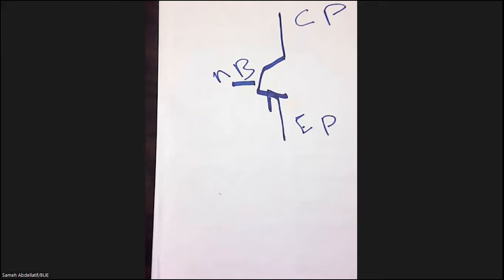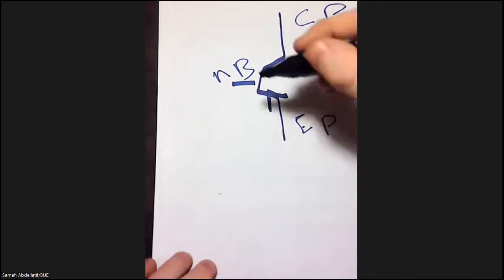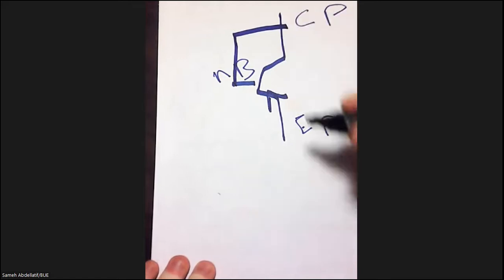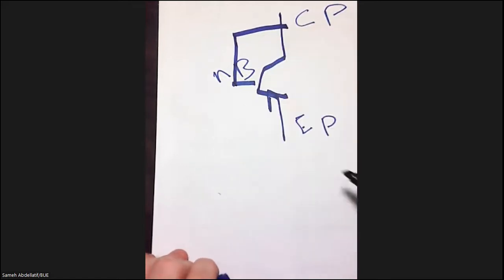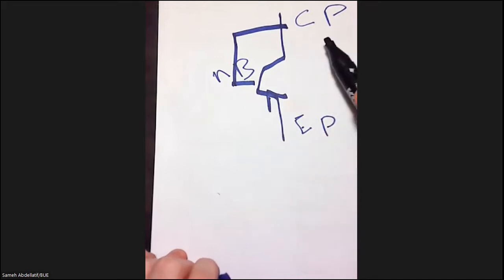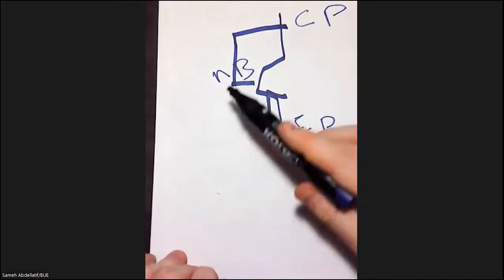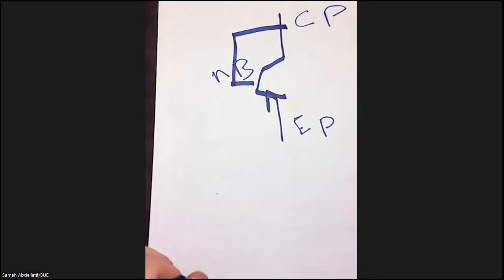Now, one of the famous ways to implement a diode, a PN junction, using a bipolar junction transistor is to make this connection. By connecting the base to the collector, you turn your device into the equivalent of a PN junction. Let's see how and why: how it behaves like a PN junction, and why we do this.